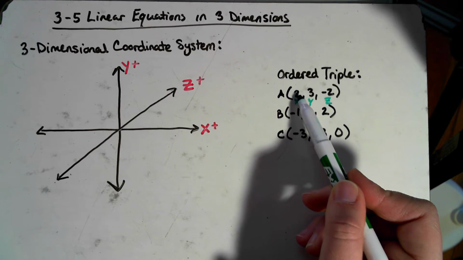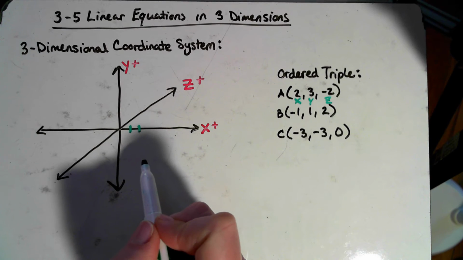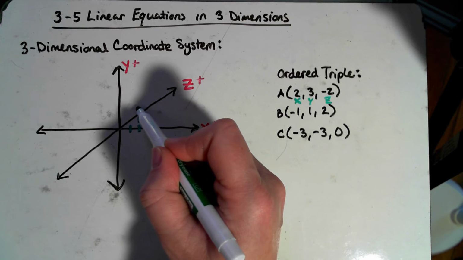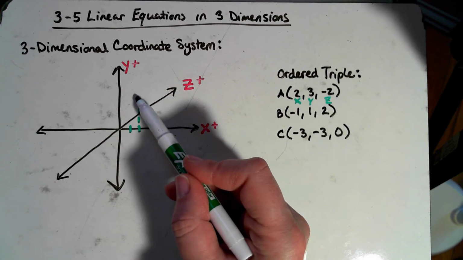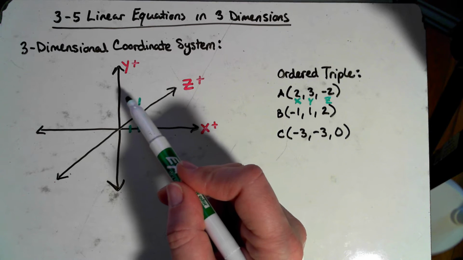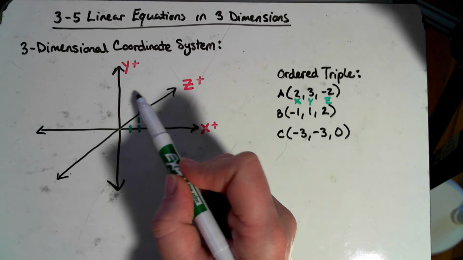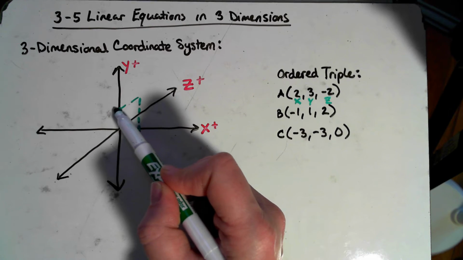So you have to go 2 units on your x, so I'm going to go 2 units on my x. Then I need to go 3 units on my y. So it's 1, 2, 3 steps up, and I do 3 little dashes to show 3 steps up. And then -2 on my z, so I have to go back 2. Now this is z positive here, so I'm going to draw a line parallel to my z-axis, and I'm just going to go 2 steps back and put a dot.